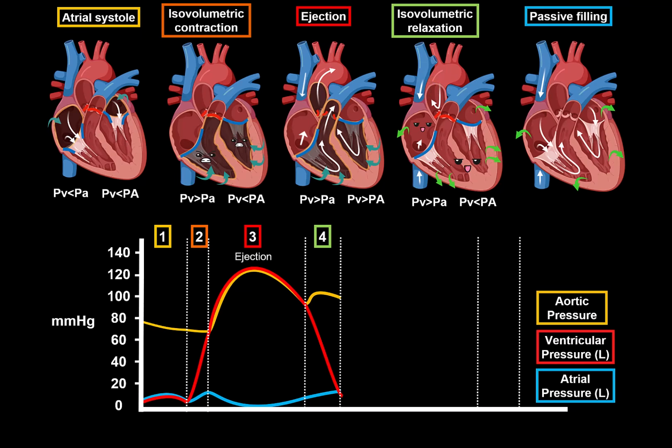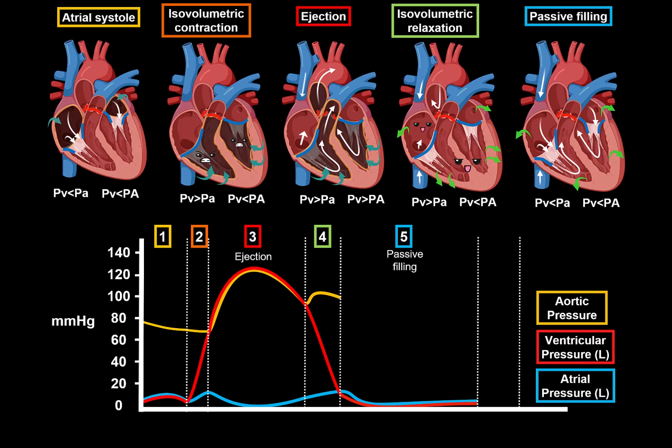Now we've come to the last phase, the passive filling phase, where the pressure in the atria is now higher than the pressure in the ventricles, so the AV valves are open. The pressure in the ventricles is lower than the pressure in the great arteries, so the semilunar valves are closed. What's happening now is that blood from the atria pours into the ventricles, so the pressure decreases a little bit in the beginning, and then it remains more or less stable. The ventricles are going to receive all the blood passively.